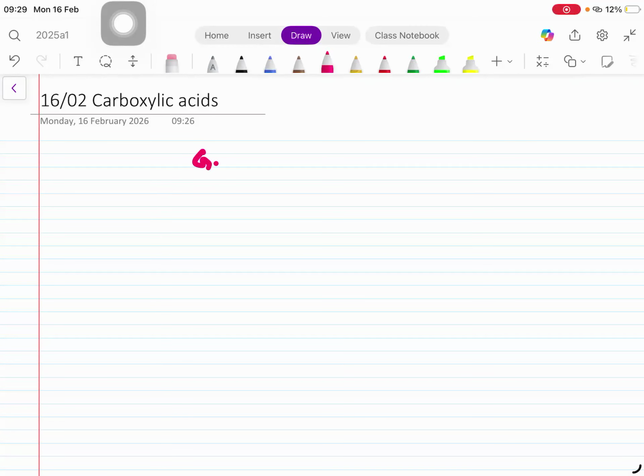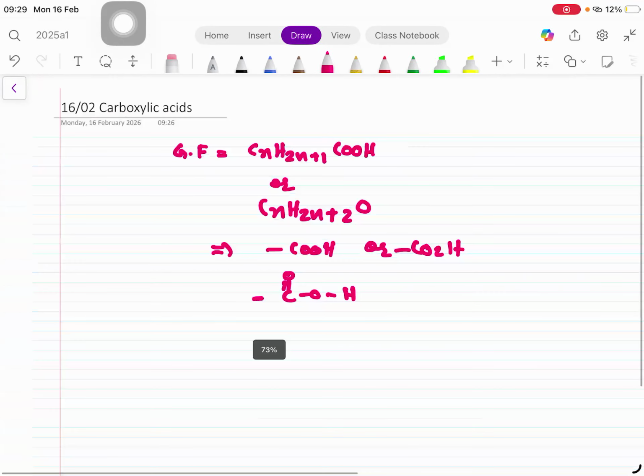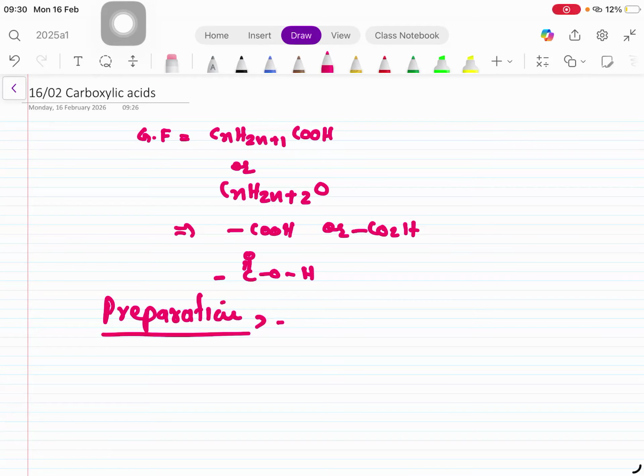कार्बोक्सिलिक एसिड्स का जेनर फार्मूला होता है CnH2n+1COOH और CnH2nO2. Okay, their functional group we know is COOH or CO2H or C double bond OH. Preparation. How they are prepared?